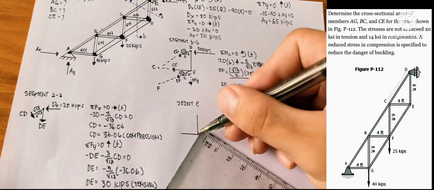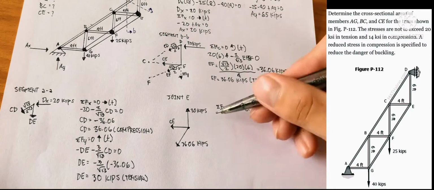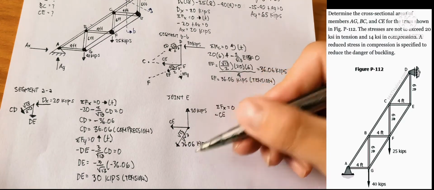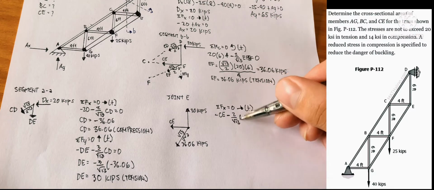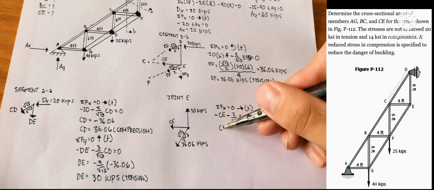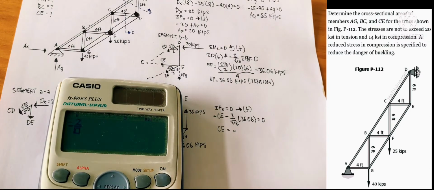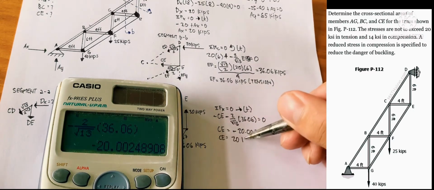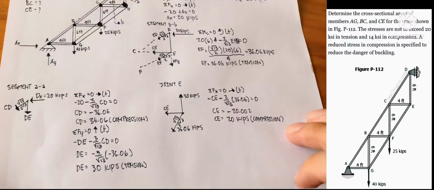Just skip the force and the drawing again. So sum of forces X equals 0. Going right should be positive. So negative CE, because it goes left. We don't need the DE actually. So this is the slope, multiplied by 36.06 equals 0. Bringing out, we would have a negative. Let's try to input it. Take note that we have a negative, so it should be in the other direction. So we can round it up to 20, only 20. It should be in compression because we assumed tension.